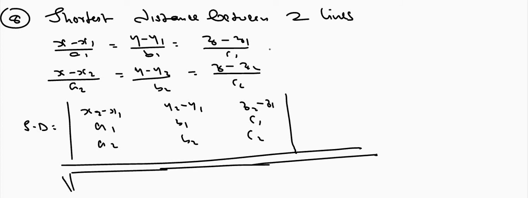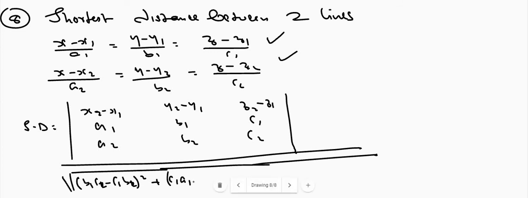If the equations are given in Cartesian form, just convert them into vector form, then it will be easier. The denominator is root of (b1 c2 minus c1 b2) square plus (c1 a2 minus a1 c2) square plus (a1 b2 minus b1 a2) whole square.